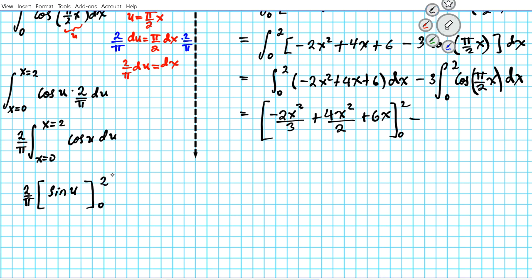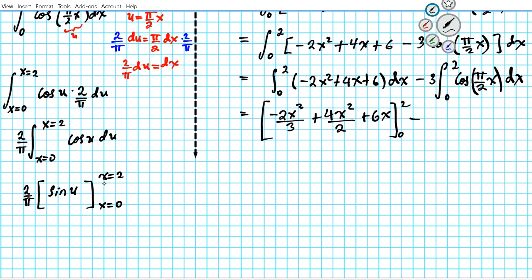Okay, now this is a question. This is a big mistake many students make when they carry out u substitution on definite integrals. So this is a question I have for you. Can I plug in 0 and 2 into this integral, this antiderivative? The answer is absolutely not.